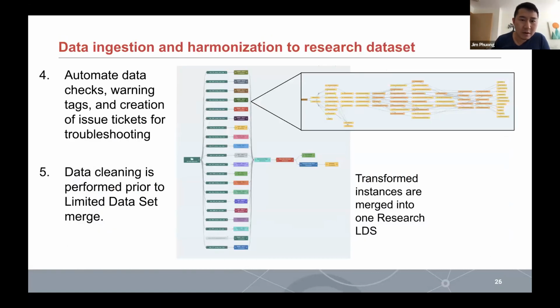The fourth step is that we're considering the automation. So once we're doing the parsing and translation, it turns into OMOP. But we now still have to consider, did we get what we expect to get downstream? And so these are the data checks, warning tags, and creation of issues to follow up on those instances where data is just not mapped correctly.